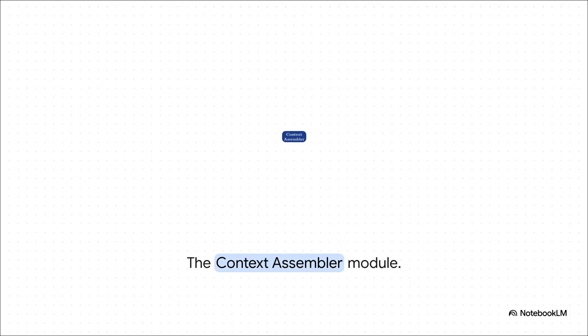Sitting right at the intersection of these offline and online worlds is the context assembler. Think of this module as the critical traffic cop of the whole operation. It's constantly pulling fresh data from the offline index and packaging it perfectly into the prompt for the code LLM, all while the clock is relentlessly ticking down on our strict latency budget.